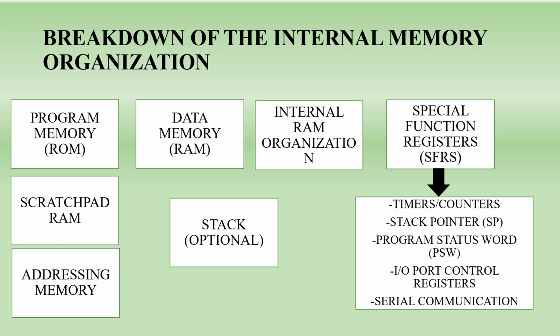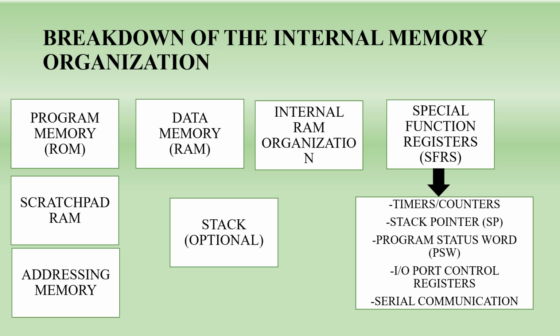So moving on to the last part, that is the addressing memory. The 8051 has a 16-bit address bus, as we all know. But the internal data memory is going to occupy only the lower 8 bits, that is 00 to 7F. So separate instructions will be used to access the special function registers and the data memory locations. That is why you are using separate addressing memory.